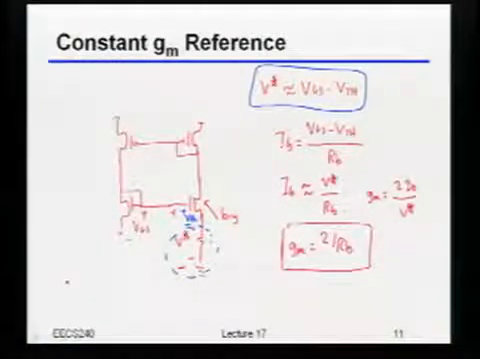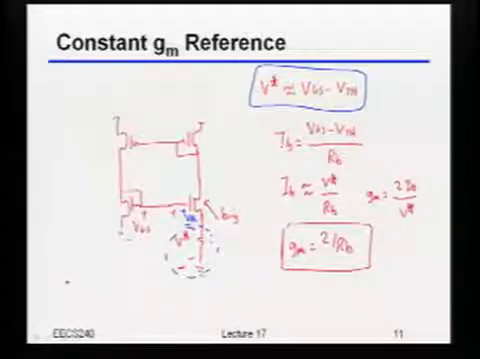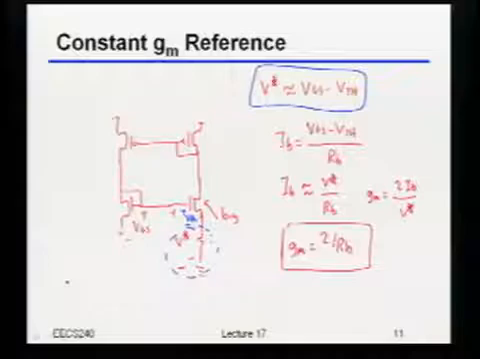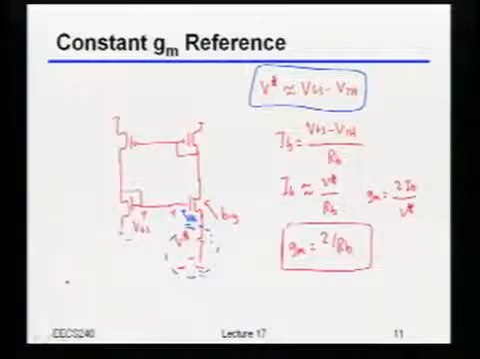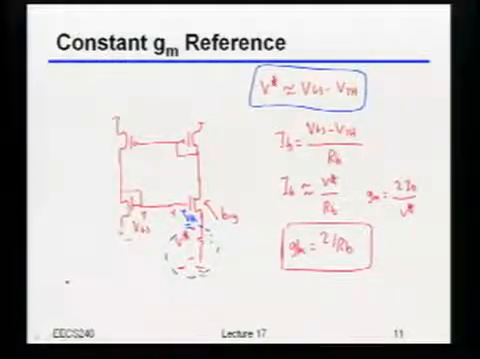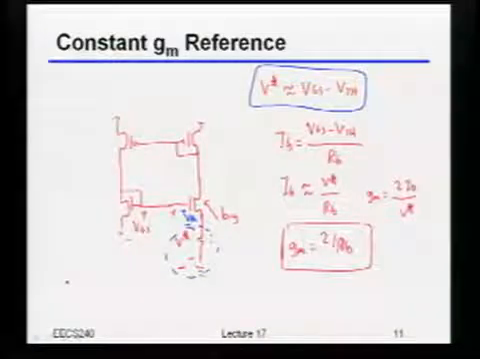Which is, as we said in the get-go, what we wanted here: a constant GM reference, right? And notice it doesn't depend on the supply, doesn't depend on hopefully much of anything except for the value of that RB, right? So now if you can make a good, nice, precise RB somehow, then your GM will be controlled by that RB. Okay? Does this kind of make sense to everybody?